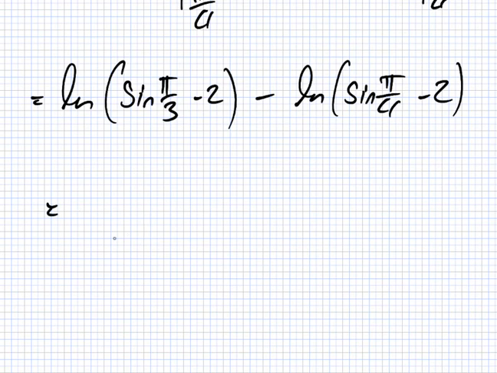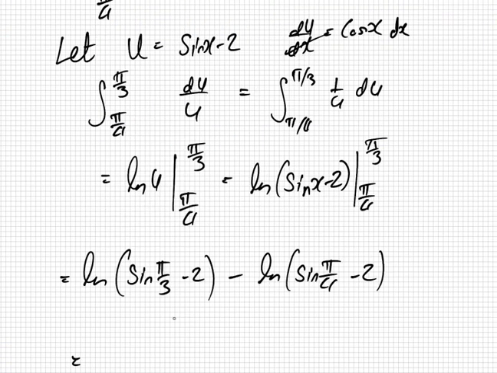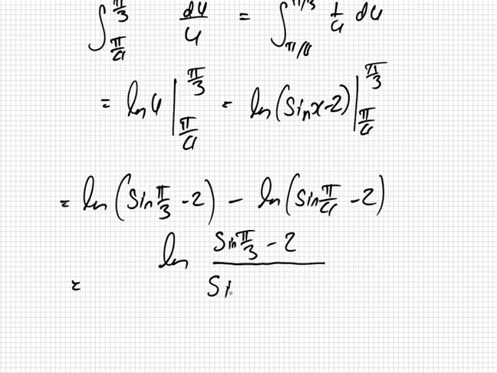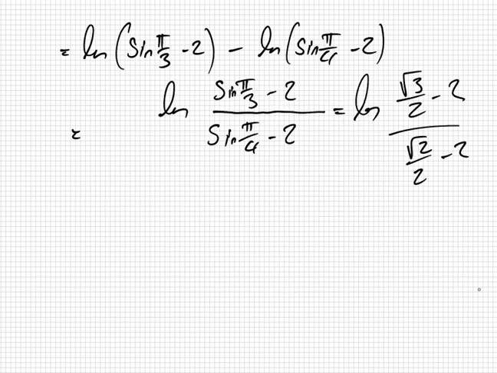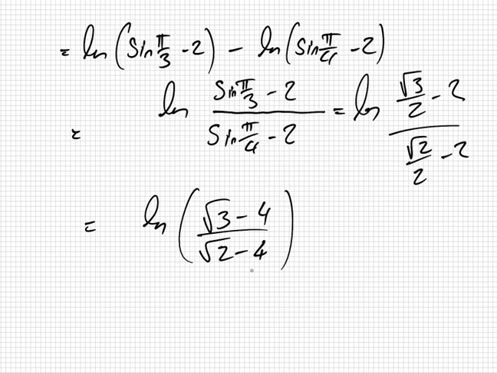When you subtract logs, you divide. Log of sine pi over 3 minus 2 over sine pi over 4 minus 2, which equals log. Sine pi over 3 is root 3 over 2. Root 3 over 2 minus 2 over, and then root 2 over 2 minus 2. Multiply the top and bottom by 2, and we get log of root 3 minus 4 over root 2 minus 4, which is what they asked me to show.